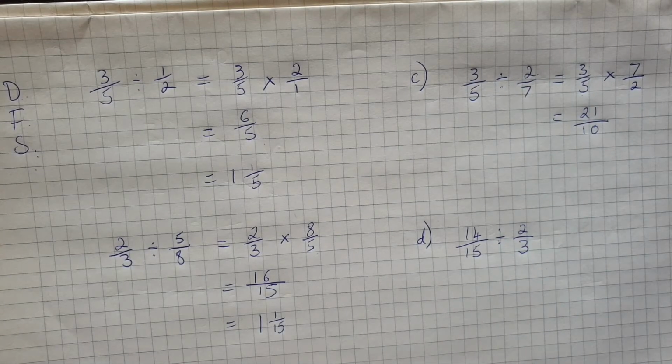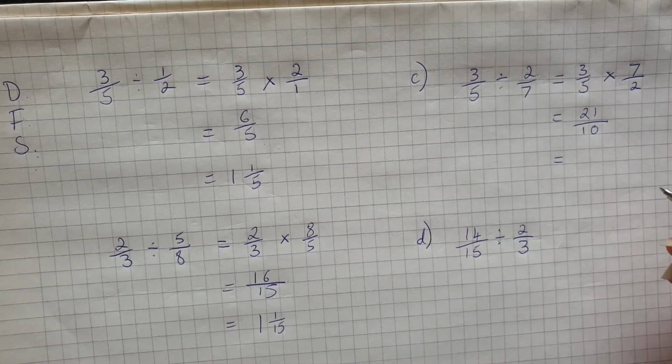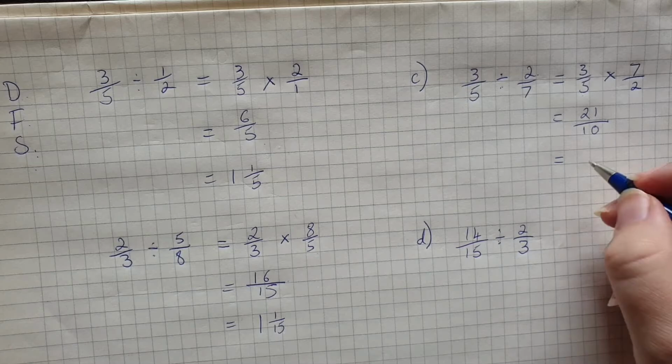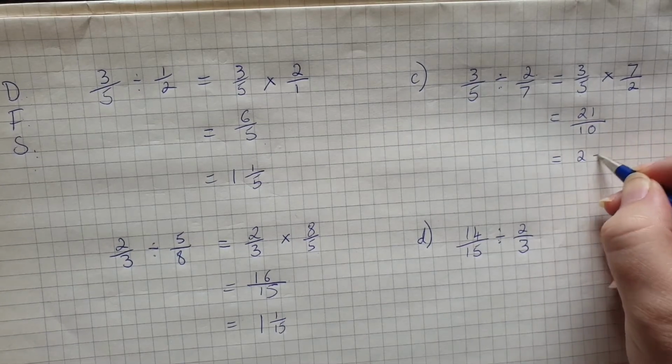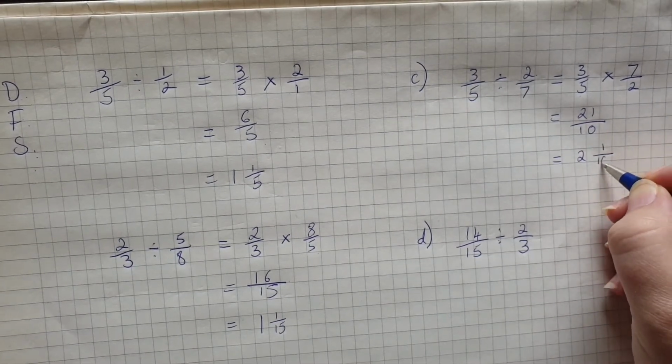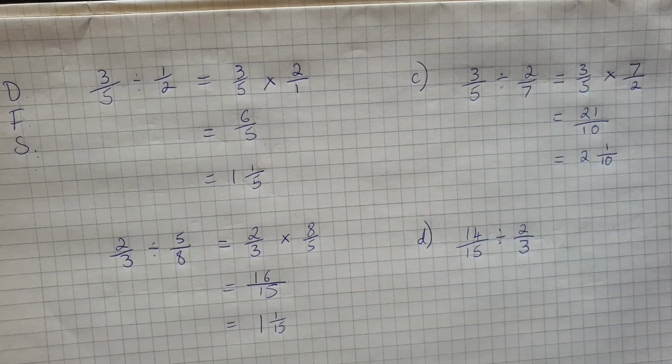2 marks so far. For the third mark, we need to convert this into a mixed number. How many 10s in 21? There are 2. Remainder 1, and that goes over the 10.